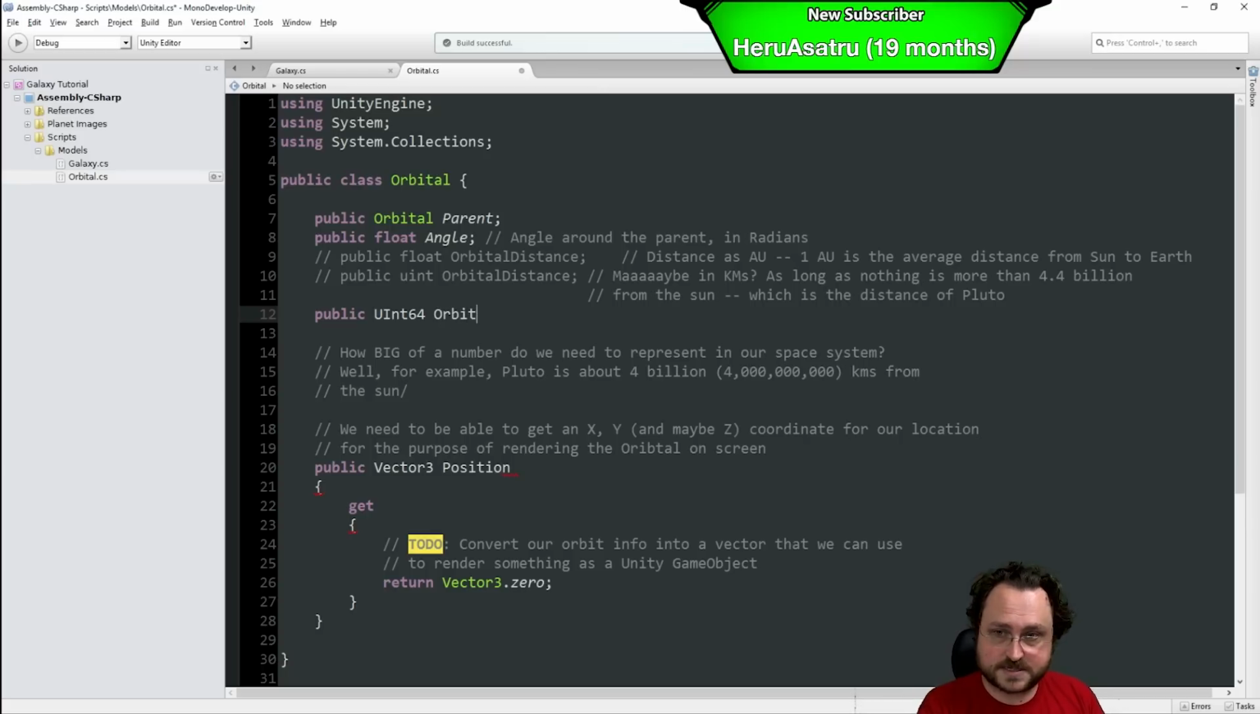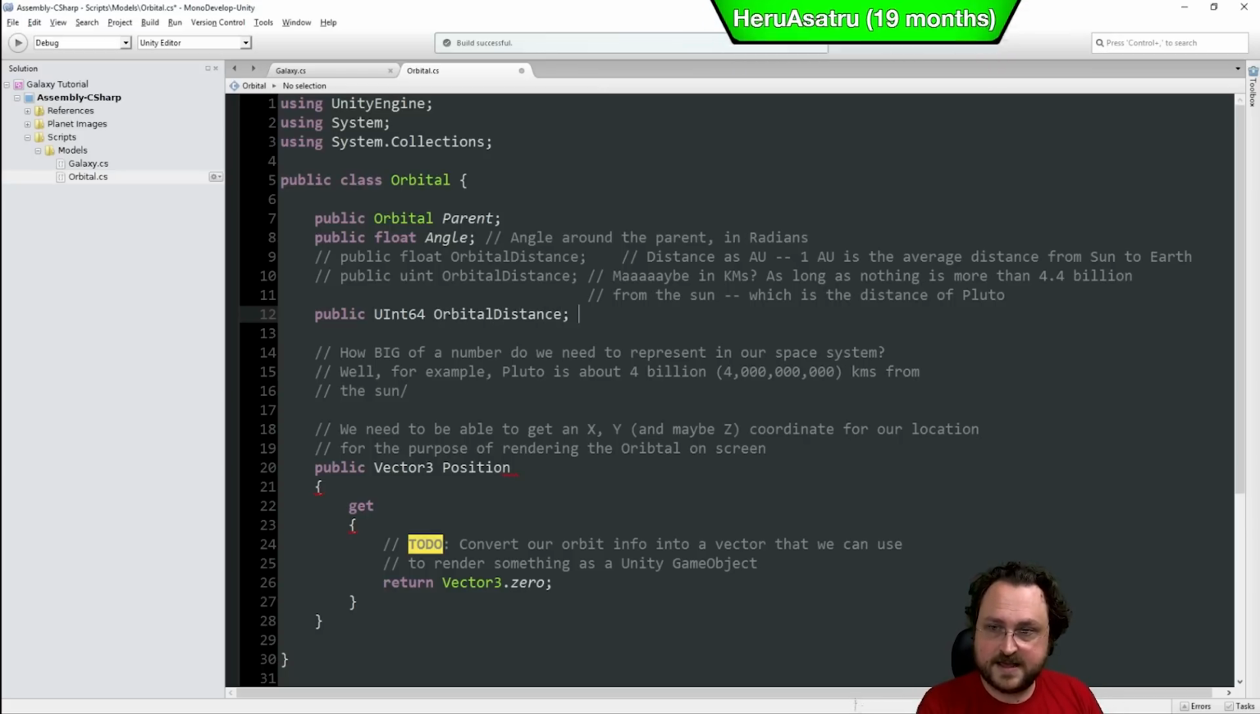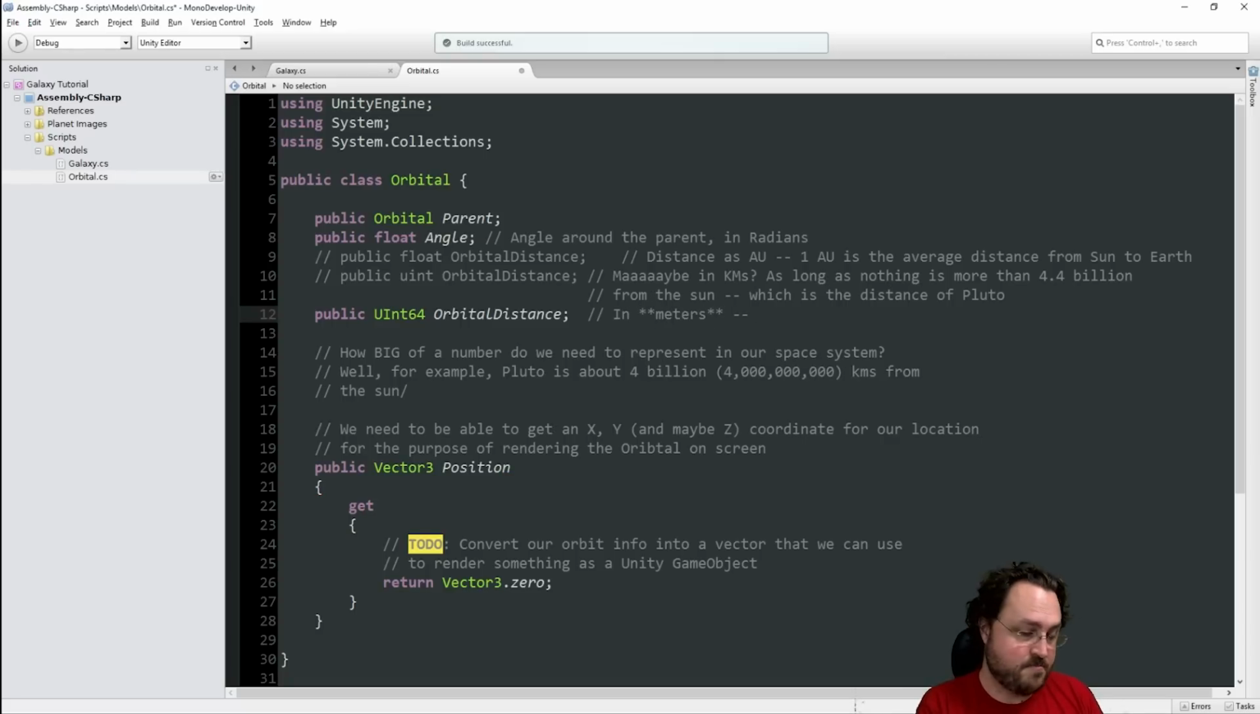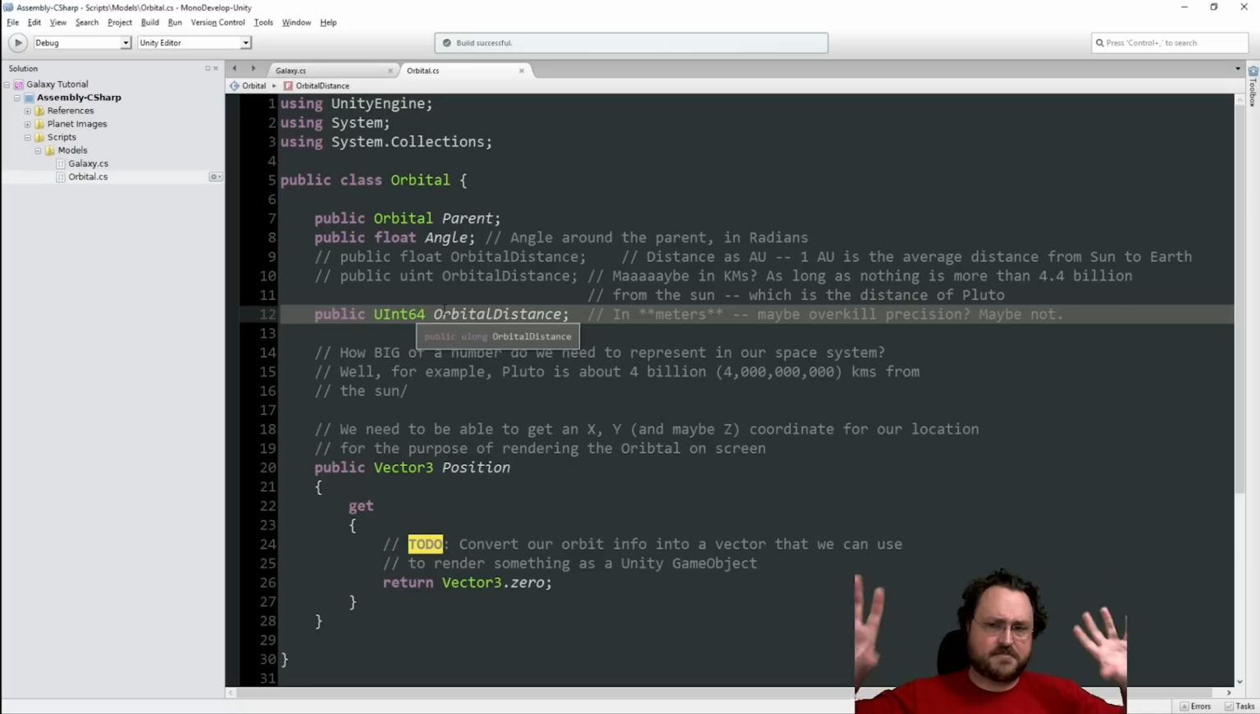So now if we have orbital distance, this in meters, maybe overkill precision, maybe not. Now, the only gotcha with this is technically 64-bit math can take a little bit longer than 32-bit math, but probably not.